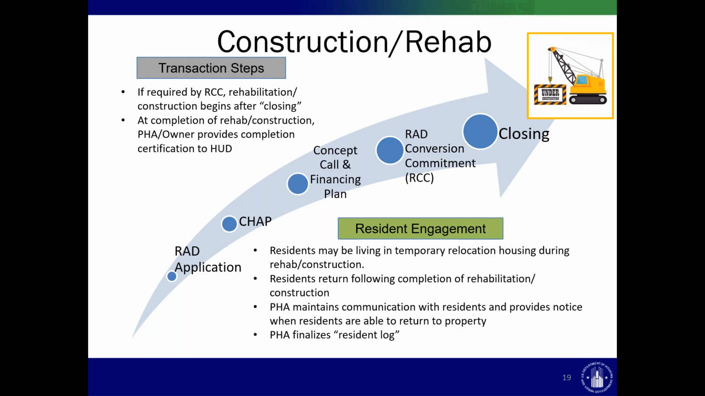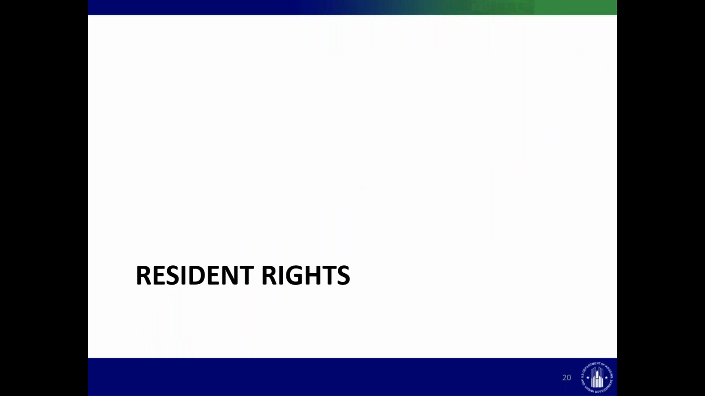The PHA should be maintaining communication with residents throughout and providing notice when residents are able to return to the property. When all residents have returned, the PHA will be able to finalize its resident log, which tracks residents all the way from CHAP to return to the property. So that's an overview of the procedural steps of a RAD conversion and the resident touch points. I'll now turn to Tai to talk through the specific resident rights that have been baked into RAD's design.